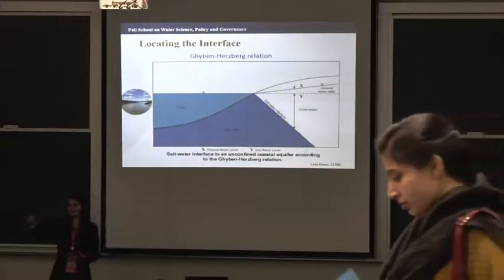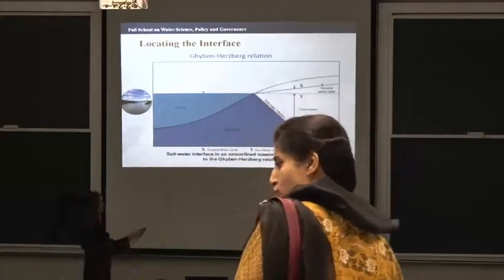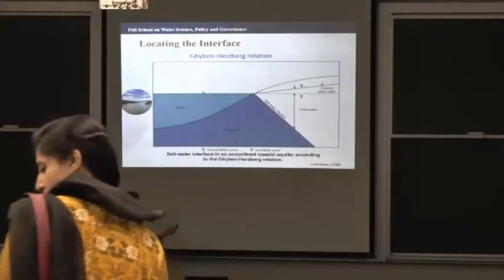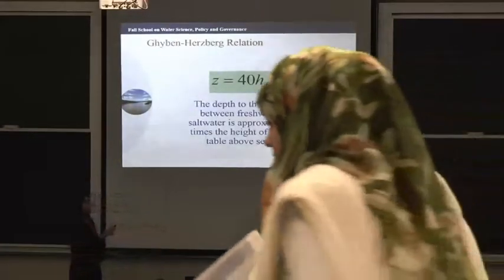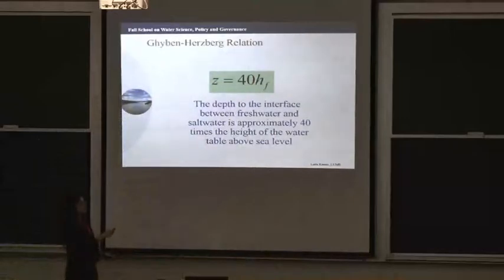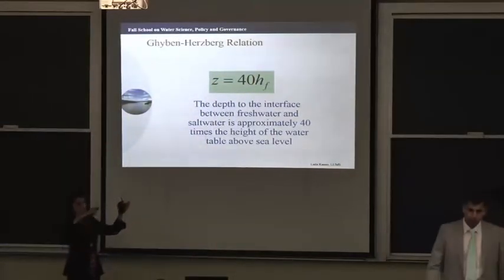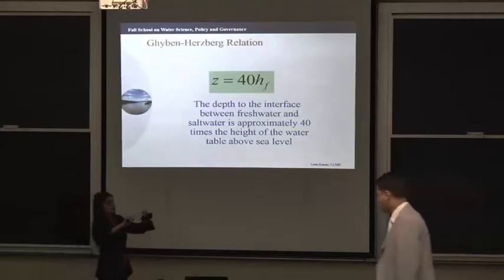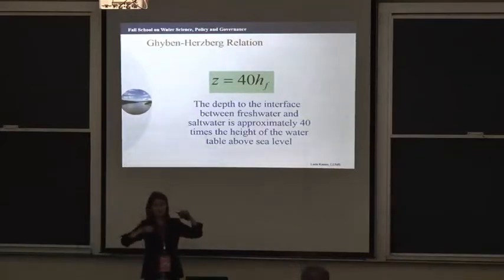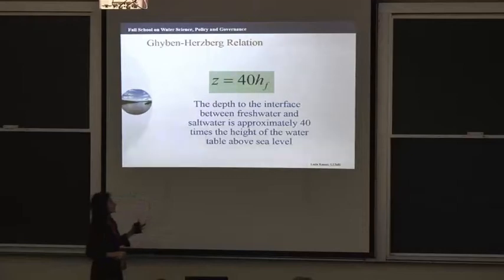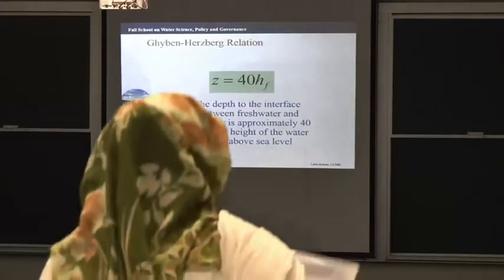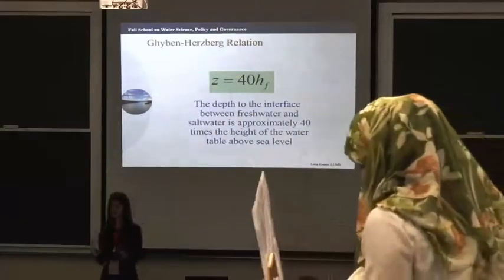Gravitational potential energy, rho g h. So what happens is that fresh water is 40 times less dense, so the distance from the ground to the saltwater-seawater interface is 40 times more than the height of the water table. And this principle is called the Ghyben-Herzberg relation. It's derived basically purely on density differences.